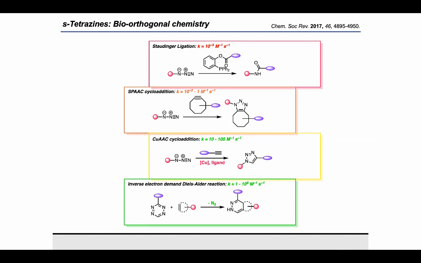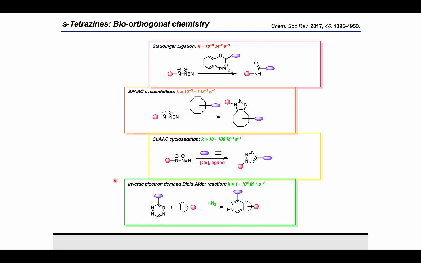When looking at the bioorthogonal reactions available to us to date, starting from early findings such as the Staudinger ligation over strain-promoted azide-alkyne click cycloadditions, photoclick 1,3-dipolar cycloadditions, and copper-catalyzed azide-alkyne click cycloadditions, these reactions all have the drawback of either exhibiting very slow kinetics or having the need for light as an activator or a copper catalyst, which is not compatible with living systems.